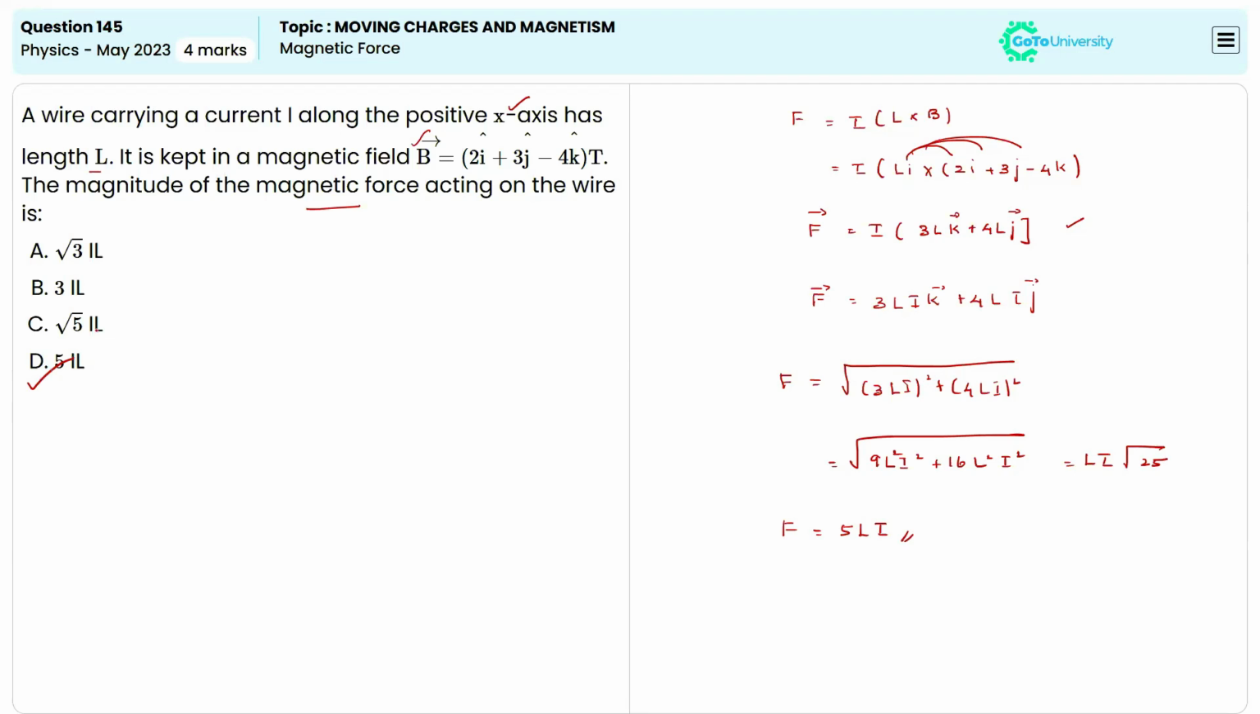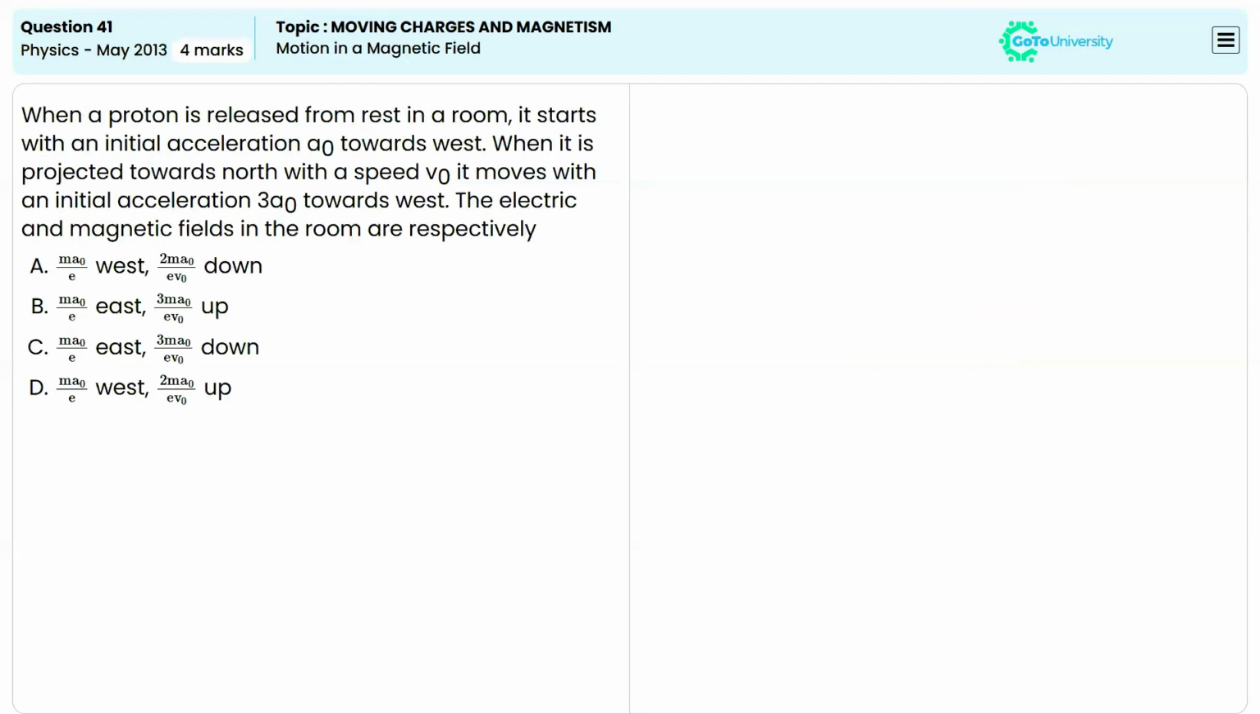Very good. Okay, now I'm just keeping this for you people. You can solve it and post your answer in the chat box. Tell me which option is correct.